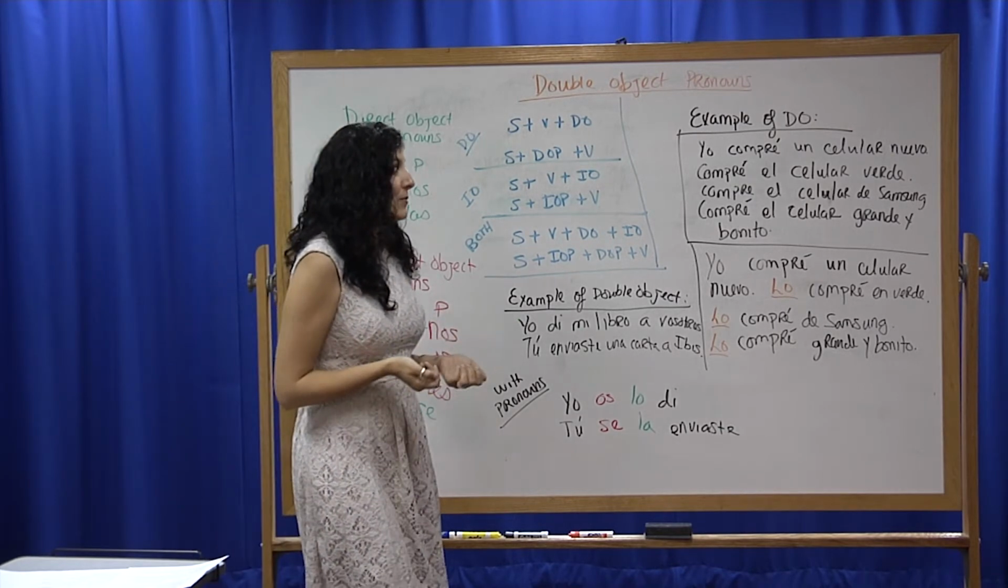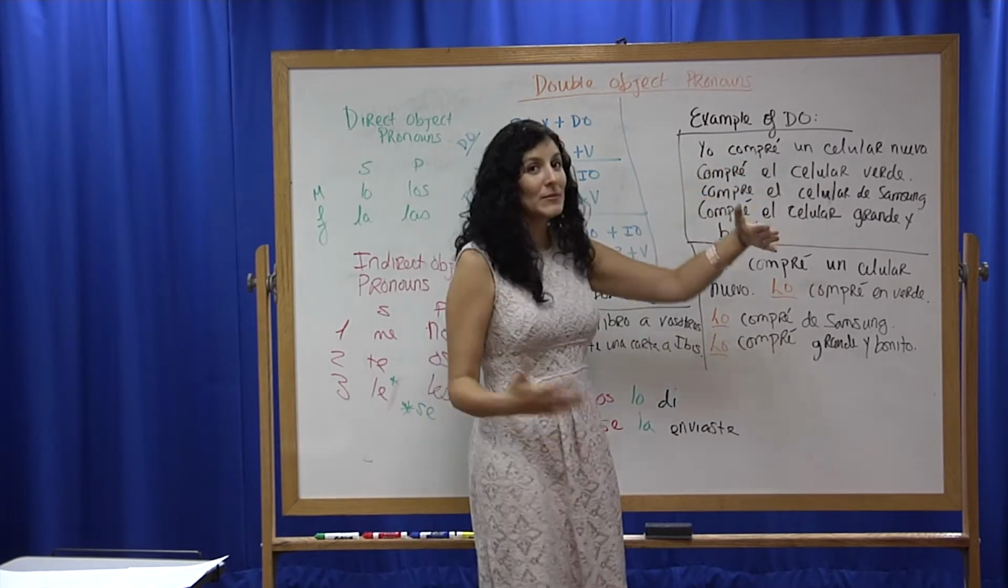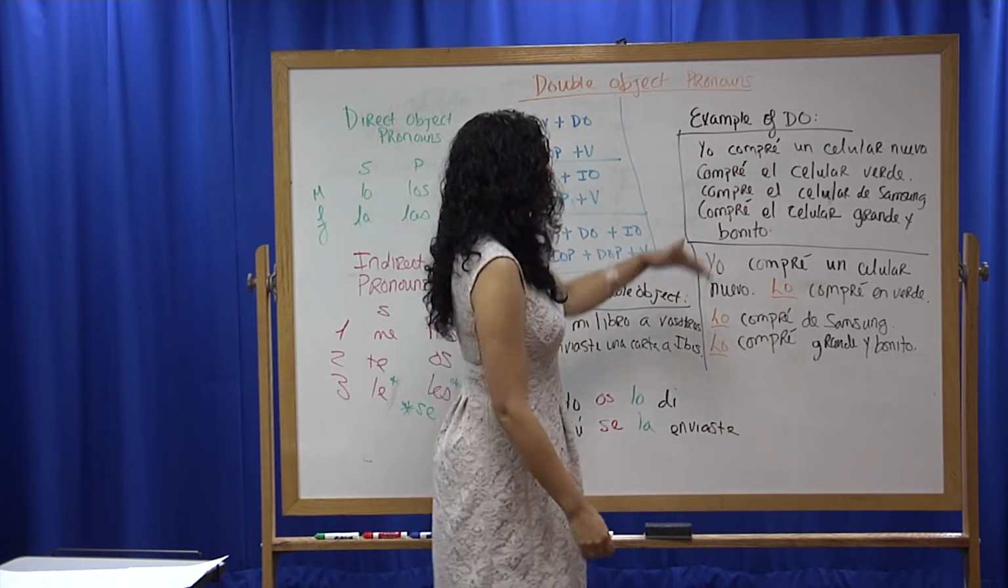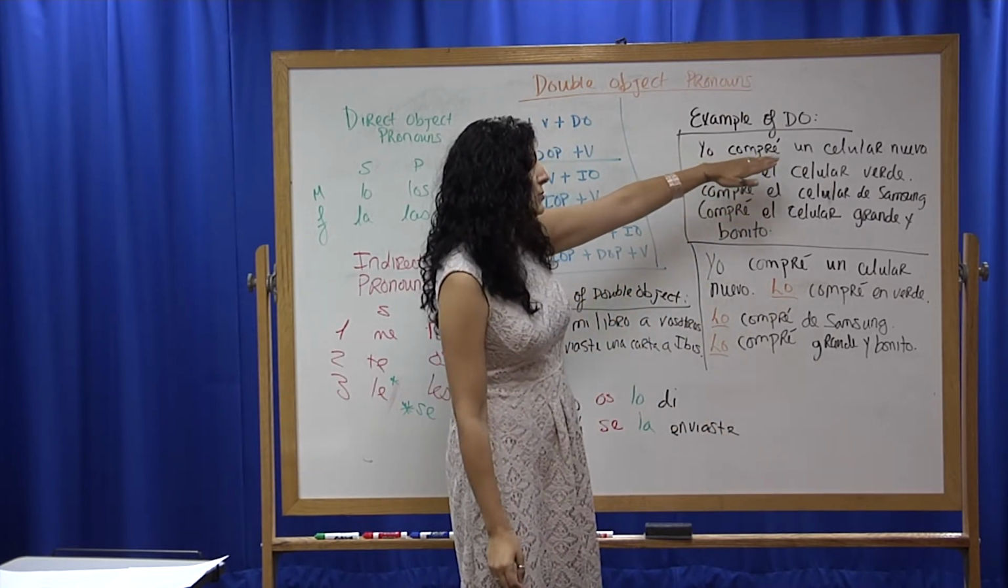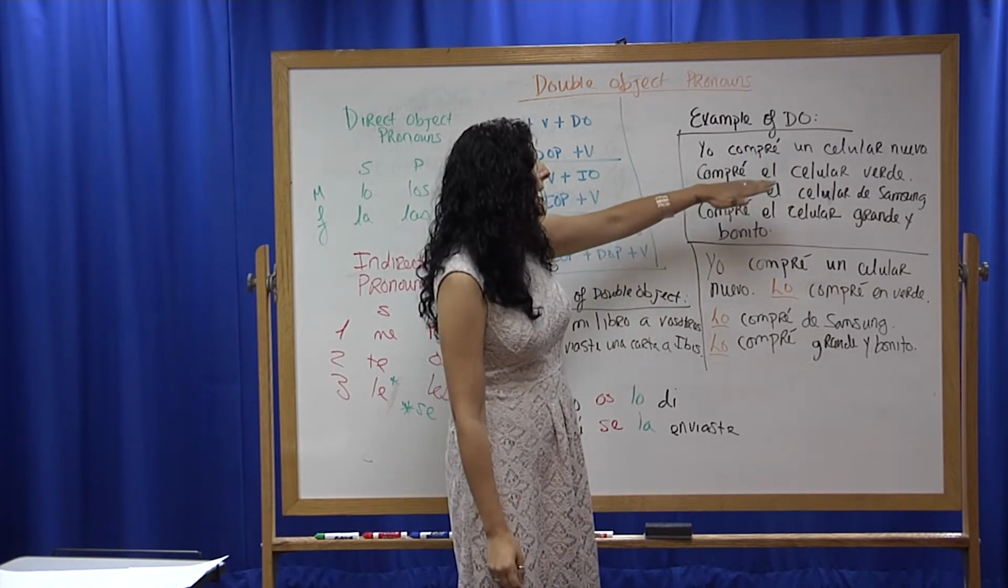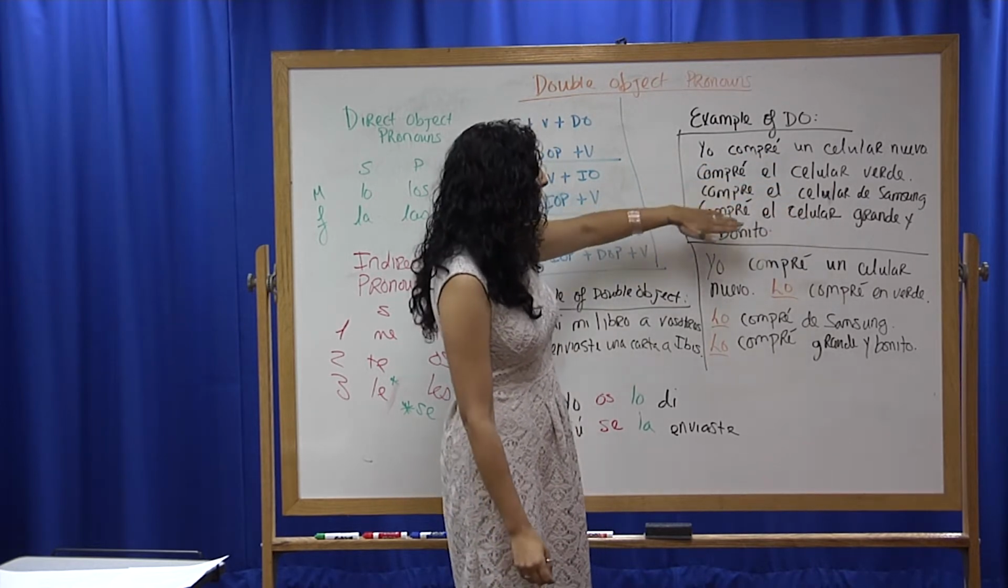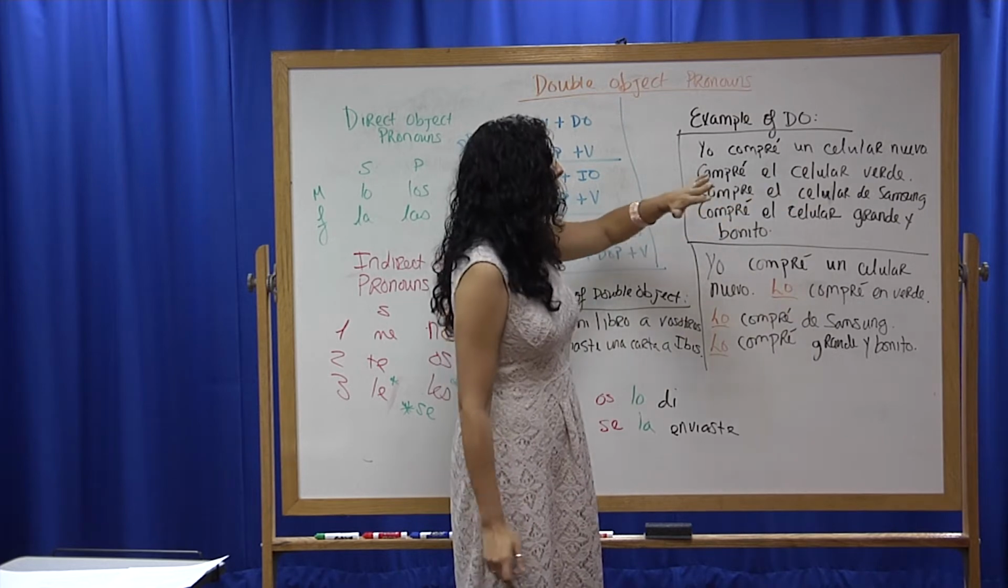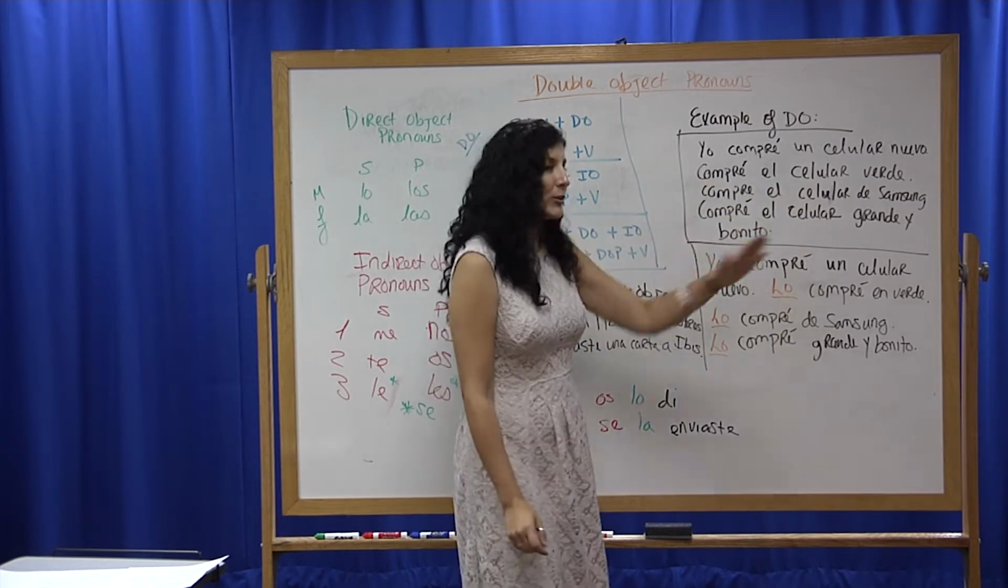Why would we replace it, right? So here I have my cell phone example. I'm telling my friend about my new cell phone. So I say here, yo compré un celular nuevo. Compré el celular verde. Compré el celular de Samsung. Compré el celular grande y bonito.